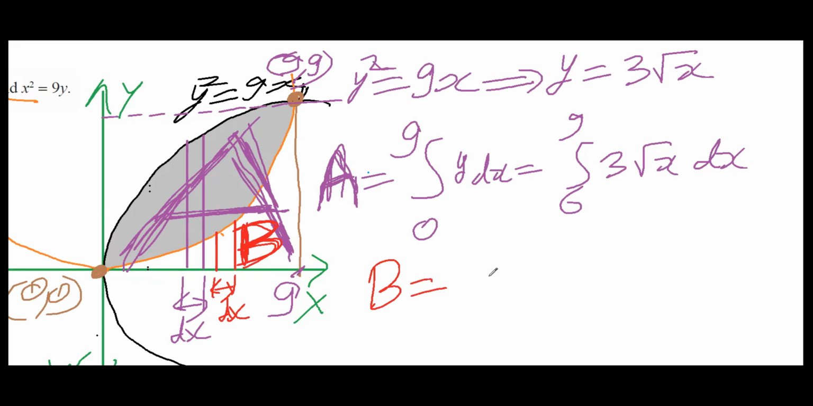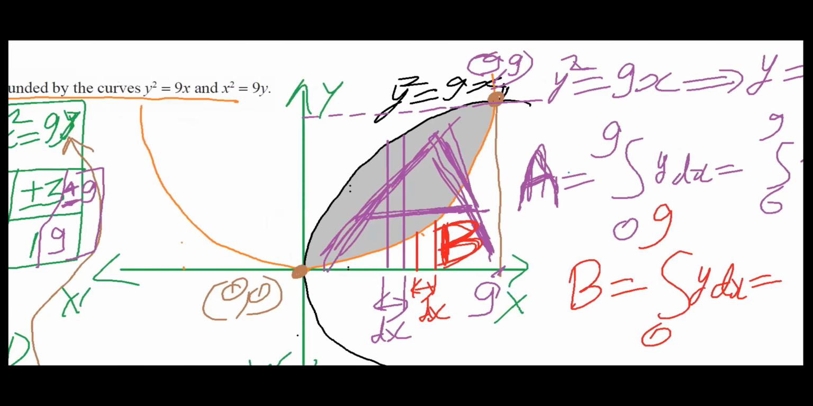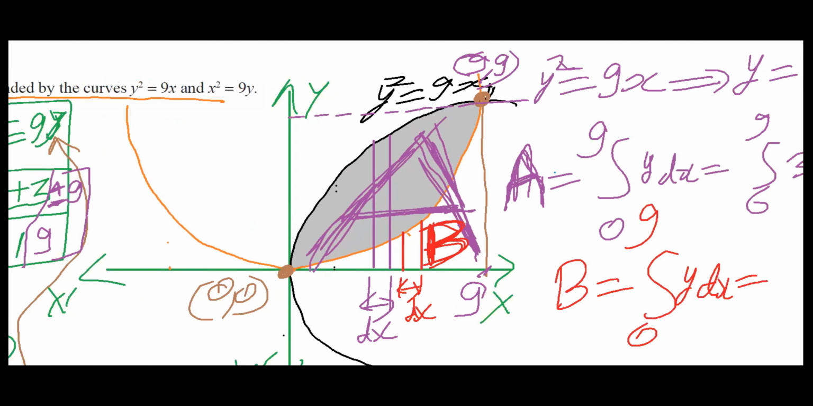So what will be my b? b will be integration again from 0 to 9, and it will be y dx. Now here, what is the equation of this curve? Equation of this curve is x square is equal to 9y. ठीक है, this equation of this curve is x square is equal to 9y. Am I right?